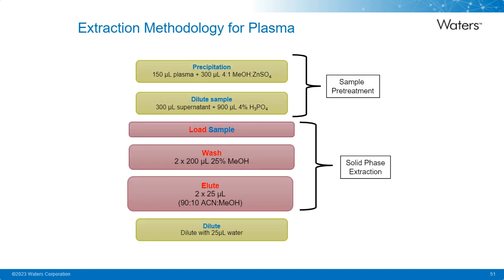So our extraction methodology, if we look here, we are precipitating our sample and then diluting it as normal. We then load our sample onto Oasis Prime. We do a wash with 25% methanol. This had been optimized to make sure we left everything on there, but clean it up as much as possible. And then we elute, and we're using a microelution plate, so we can use these small volumes, basically 50 microliters of 90/10 acetonitrile and methanol, and then dilute it with water. And as you may recall from earlier, this is the elution solution for Oasis Prime that really cleans it up and leaves the phospholipids behind.